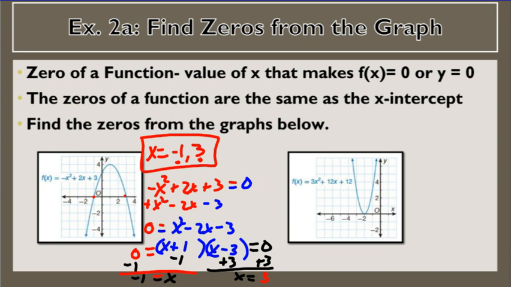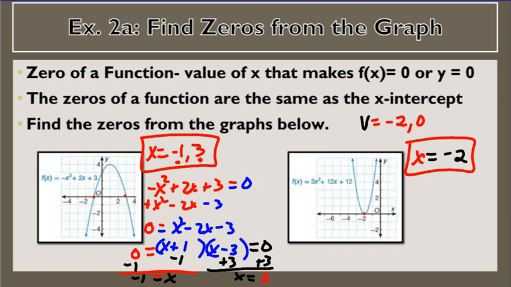This next one crosses the x-axis right here. The vertex is the 0, so I just take the x-coordinate of our vertex. Since our vertex is -2, 0, we would say that the 0, x would have to equal -2.